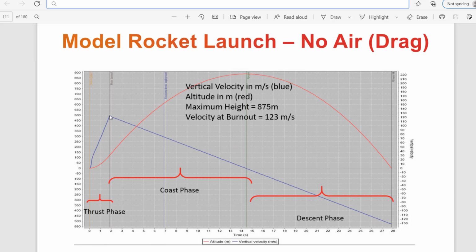So here is the coast phase, from the time of burnout until the time that the rocket reaches its maximum height, right here. At such time, the velocity of the rocket at the top is 0. And the descent phase is from the point where the rocket is at its maximum height until it returns to the ground.